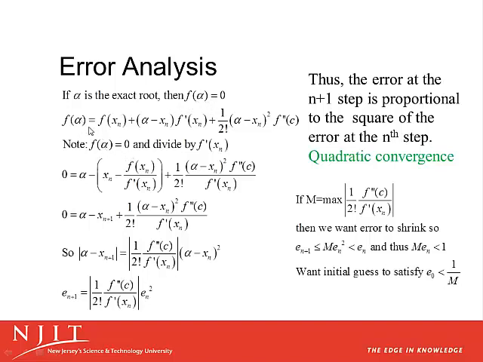So if we plug in f of alpha is 0 and we divide by f prime of xn, we get 0 over here on the left. We get alpha from this term. We get f of xn divided by f prime of xn. Over here we have minus minus, so that's from the plus. We have minus xn from this term. And the term on the right is divided also by f prime of xn.